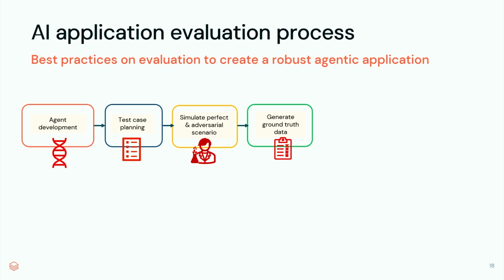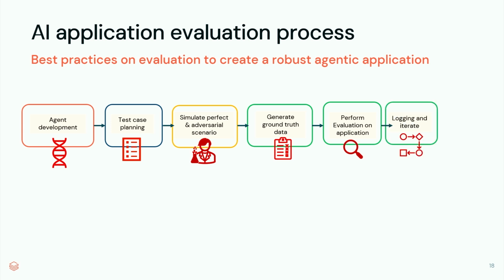Then you generate ground truth data if you don't have it. If you have it, well and good, you don't need to worry about it. But if you don't have ground truth data, then generate it. We have our evaluation generate eval data frame API. That's pretty easy for generating this synthetic data. And then you perform the evaluation, and then you iterate upon it.